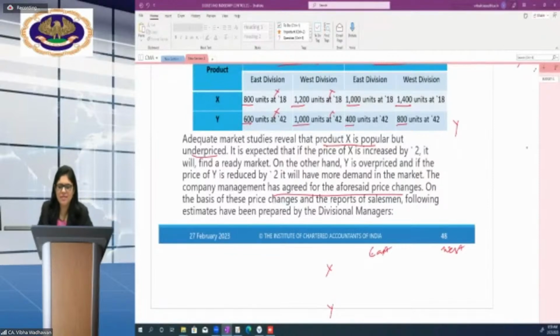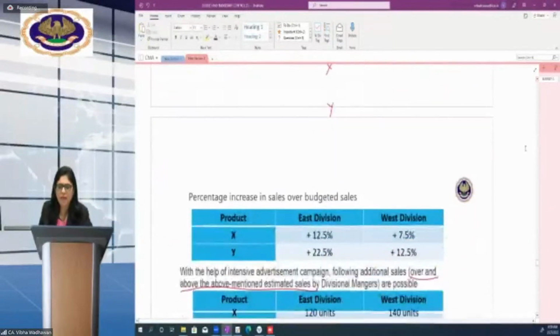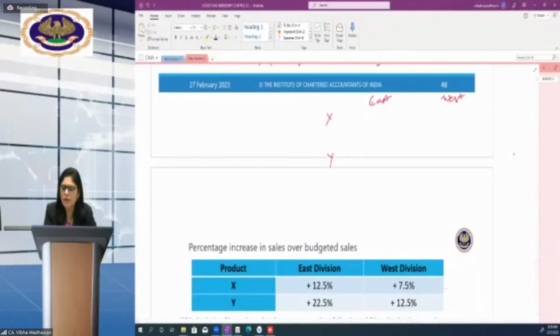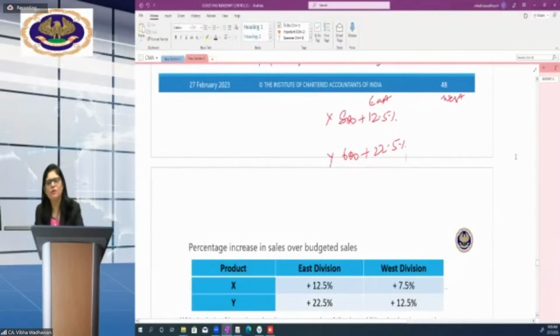So X, they are saying 800 units were already there for East division and plus 12.5%. So how can we do it over here? 800 plus 12.5%. It will be increased because it's a more popular product. For Y, how much is Y? 600. So 600 plus 22.5%. Similarly, you can do it for West division. I'm doing for East division for product X and Y.